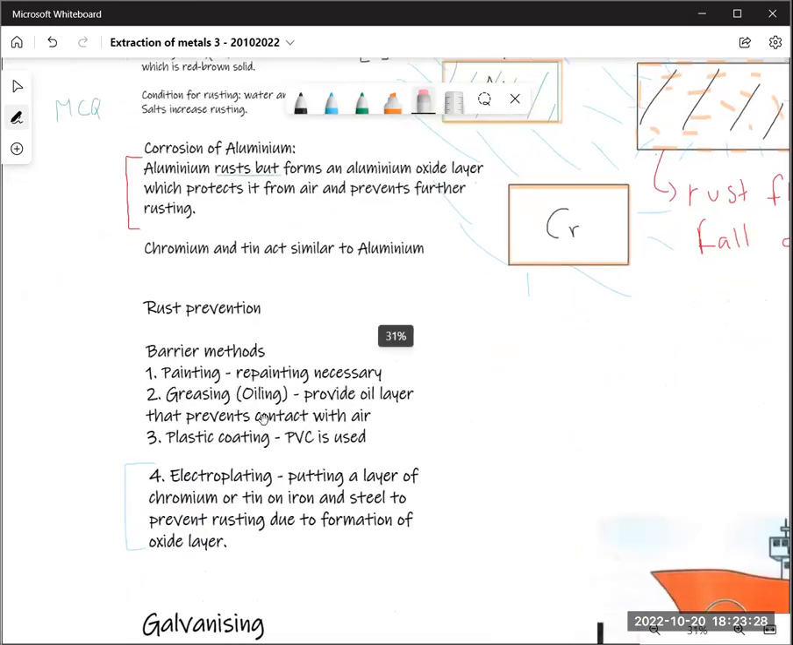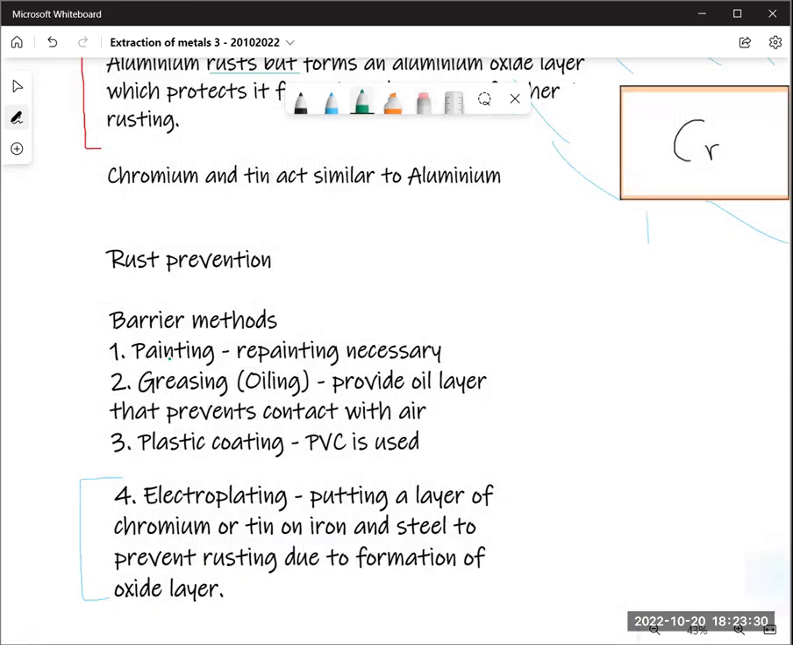And now, rust prevention. Now, Diana, read this out loud. You must have written this in your notebook. Yes. Greasing, oiling, provide oil layer that prevents contact with air. So why did you not say this part? I didn't write the prevents contact with air. Write it. Because then this is 0 marks in the exam, if you don't write the whole thing.